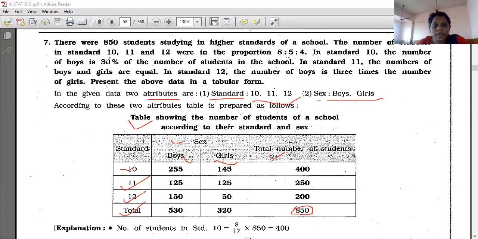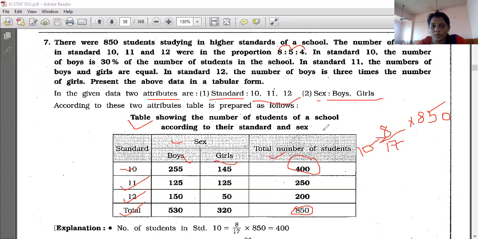The number of students in standard 10, 11 and 12 are in the proportion of 8 is to 5 is to 4. 8 is to 5 is to 4 means 8 upon 8 plus 5 plus 4. 8 plus 5 is 13, 13 plus 4 is 17. So 8 upon 17 into total, which is 850. This calculation is for the 10th standard, so you will be getting 400.